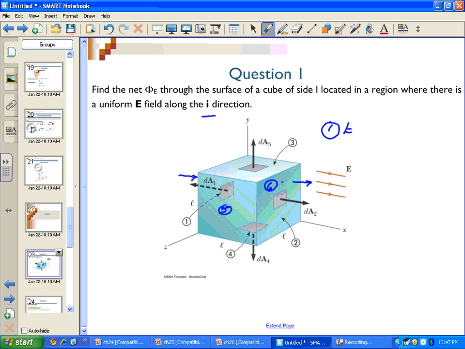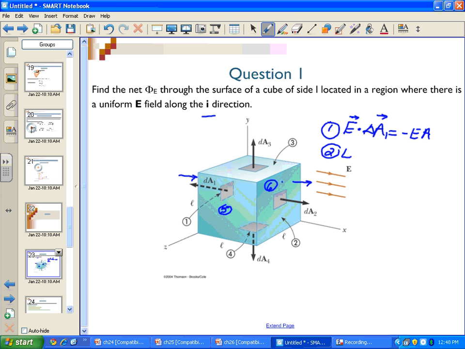In face 1, we have an electric field which is in the i-hat direction, but when we take a dot product of the electric field with the area normal of region 1, because they are at 180 degrees to each other, we get a contribution of minus EA. The minus comes in because the cosine of the angle between the electric field and the area normal is 180 degrees. Let's go to face 2.